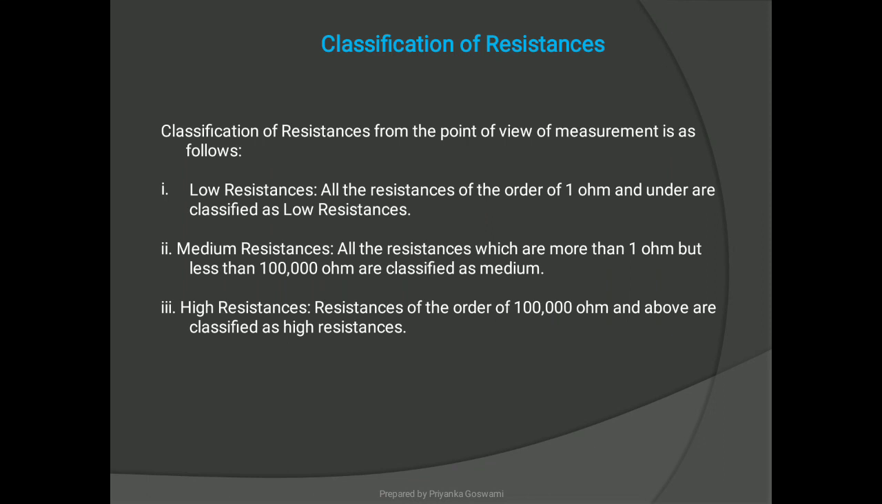Number 3. High resistances. Resistances of the order of 100 kilo ohm and upwards are classified as high resistances. High resistance measurements are required for the determination of insulation resistance of components and resistance of high resistance circuit elements, and volume resistivity and surface resistivity of a material.